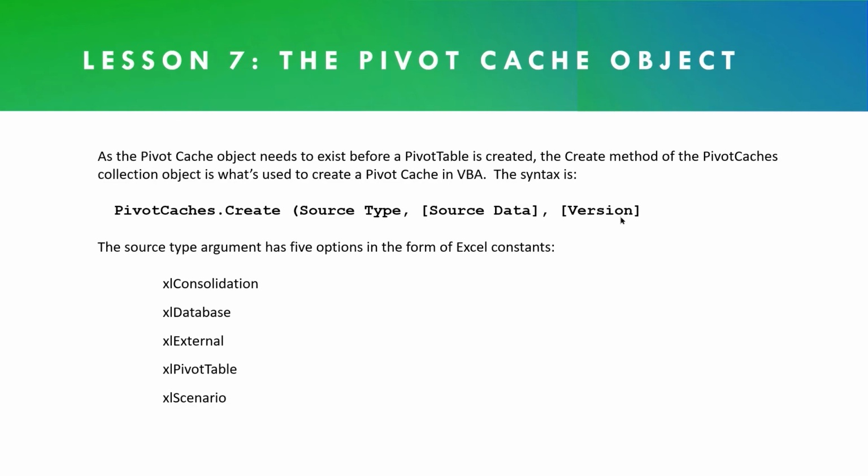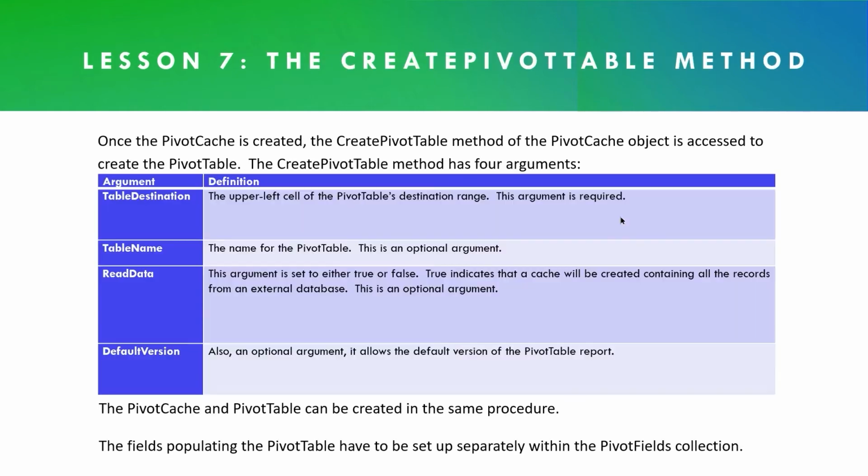And I have on this slide its syntax. The one required argument is source type, and then you have two optional arguments, source data and version. The source type argument has 5 options in the form of Excel constants. So we saw Visual Basic constants earlier. They're preceded by VB, like when we were working with the message box, right? These are Excel constants which are preceded by XL. So you have consolidation, database, external, pivot table, and scenario.